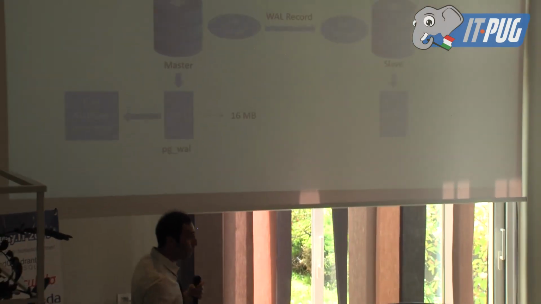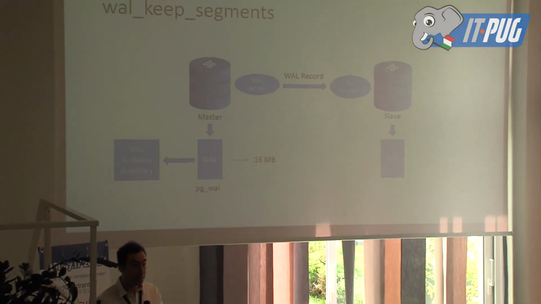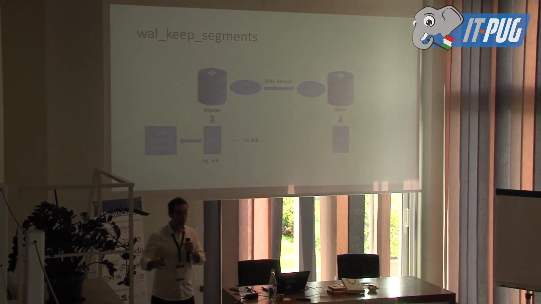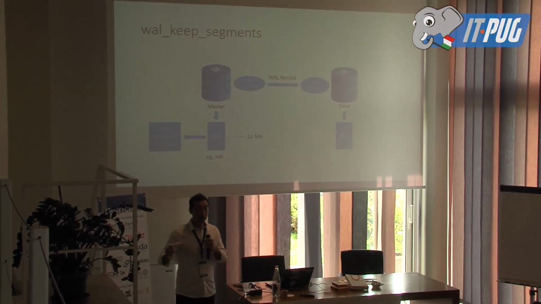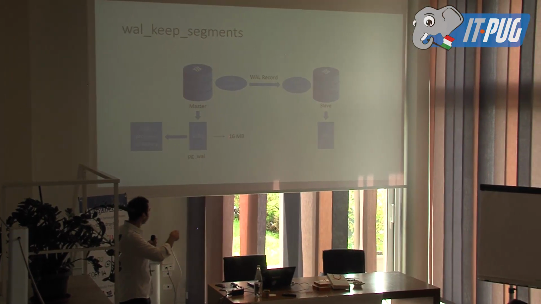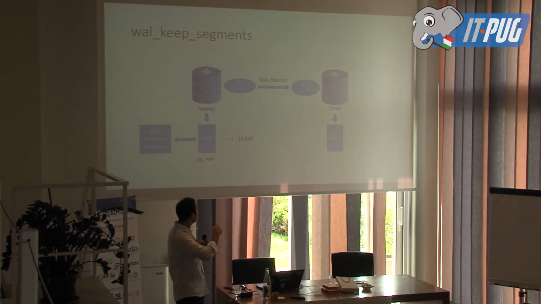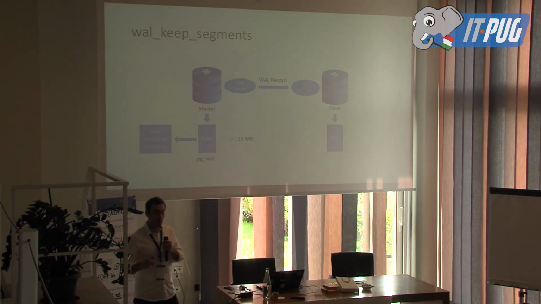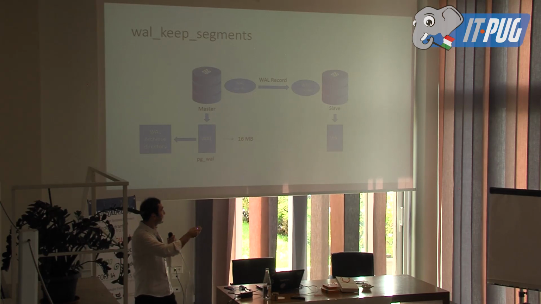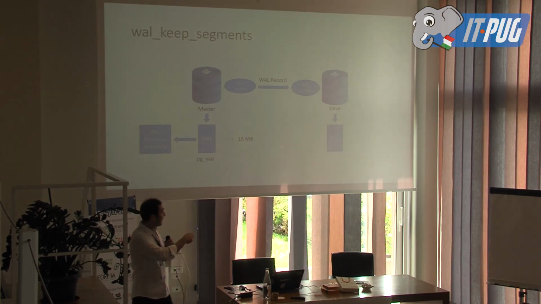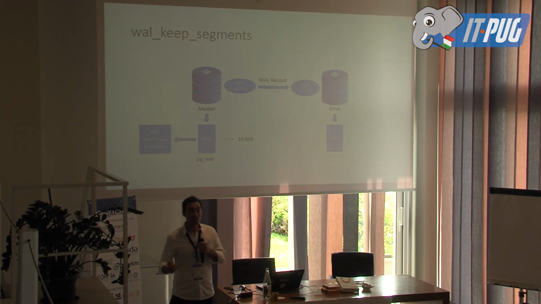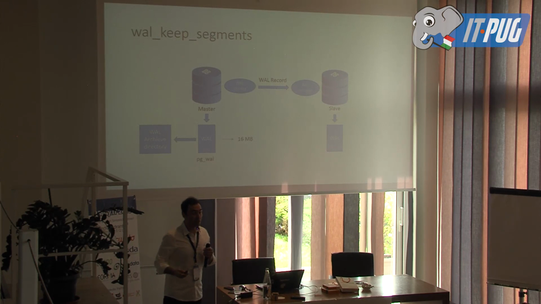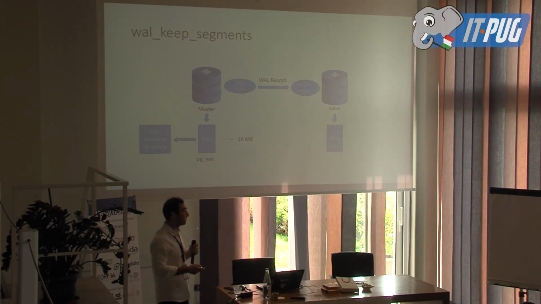It is a very important parameter because if the slave server connected to the master falls behind the master, the master might remove some WAL files still needed by the slave, and the replication between master and slave is going to be terminated. Okay, that's the important thing. Also, you can use a physical replication slot. I'm going to cover all of that later.